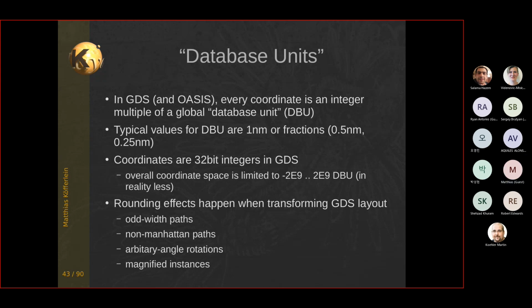But when people reduce the database unit to some very small number, like a hundredth of a nanometer, then they run into problems with these coordinate space limitations. Because then we are not talking about 2 by 2 meters, but we're talking about 20 by 20 millimeters, and then we are already in dimensions which are below the typical dimensions of masks or even chips.